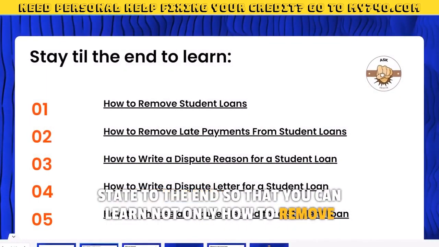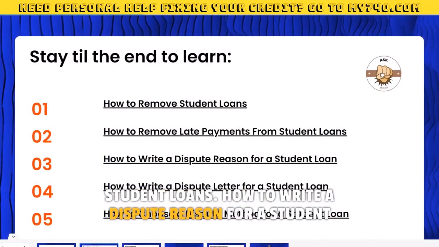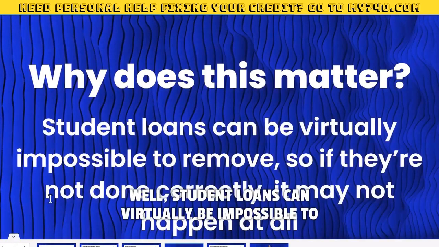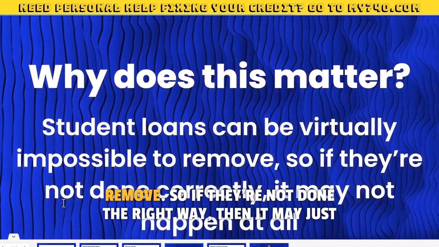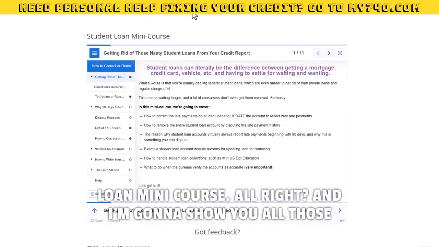So make sure you stay to the end so that you can learn not only how to remove student loans, but also how to remove late payments, write a dispute reason for a student loan, write a dispute letter, and choose a dispute method. Student loans can be impossible to remove. If they're not done the right way, it may not happen. We're going over my student loan mini course.